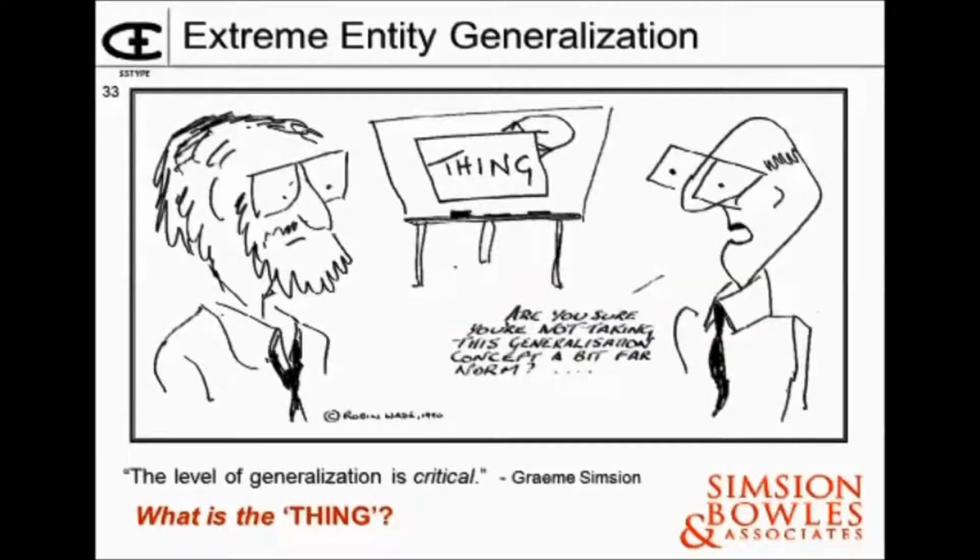So, extreme entity generalization would be that universal relation at the very top of that pyramid. And here's what Graham Simpson came up with. He says, the level of generalization is critical. And he had Robin Wade, who was a cartoonist, and he would give him ideas, and Robin Wade would put together a cartoon for that. And so here you are. Are you sure you're not taking this generalization concept a bit too far, Norm?